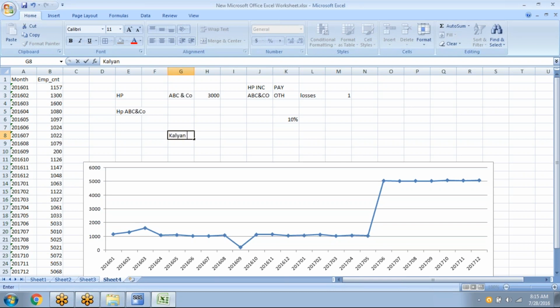So Kalyan is paying some amount, or he bought something from Paytm. Let's say he bought something for Paytm from Paytm. So what we'll do is, who are the parties involved in this transaction? We will have two columns for that. And the third column would be what is the amount, and the fifth column would be what is the nature of transaction, for what purpose he is paying this amount.